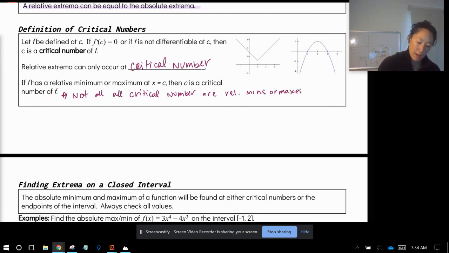If we have the graph f of x, we are looking for slopes that are 0. So when f prime of x is equal to 0, or when f prime of x is undefined, those are our critical numbers. Okay.